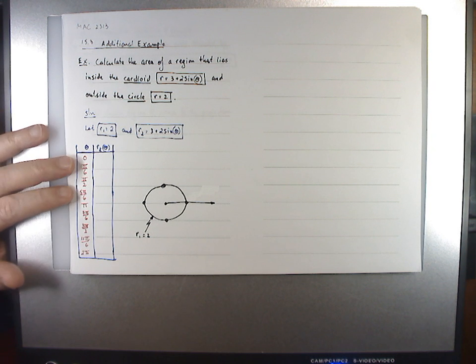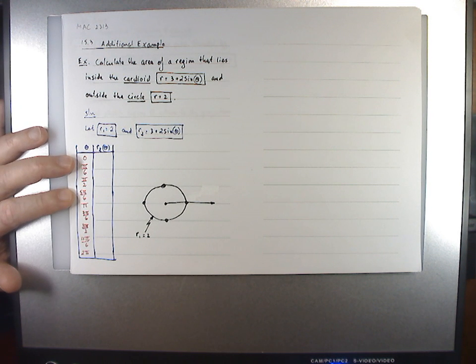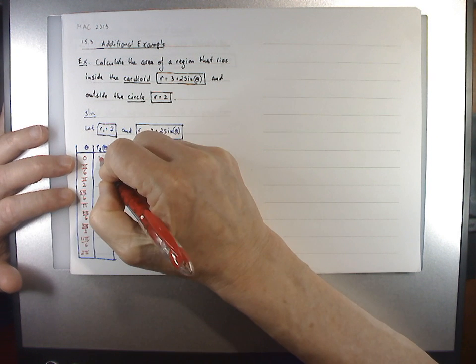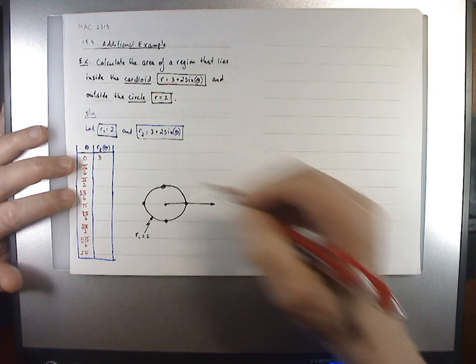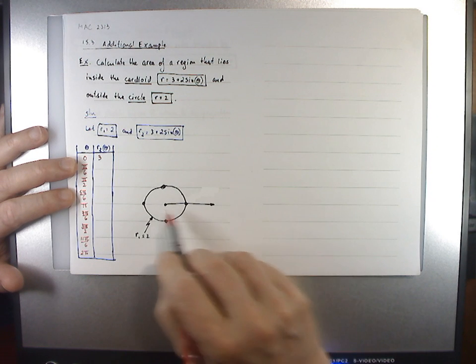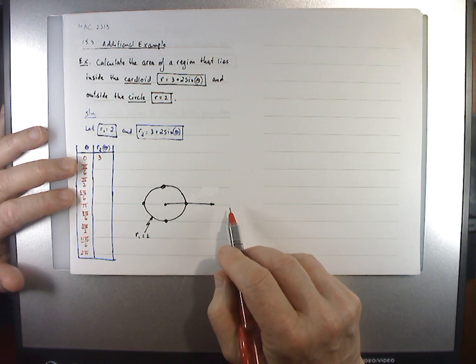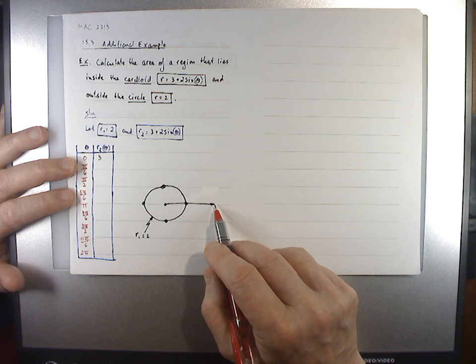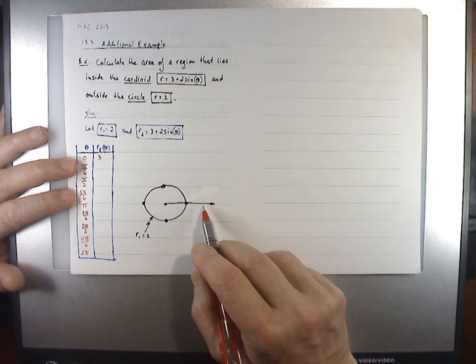So I place several angles, several values of theta, all in radians. We start with theta equals 0. Sine of 0 is 0, so R2 equals 3. So we have the point theta equals 0, R equals 3. Theta equals 0 is pointing in the positive half of the x-axis. This is the polar axis.